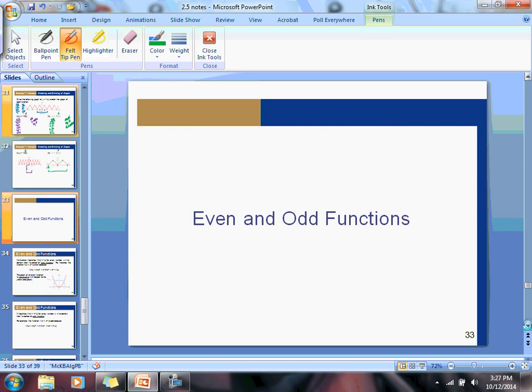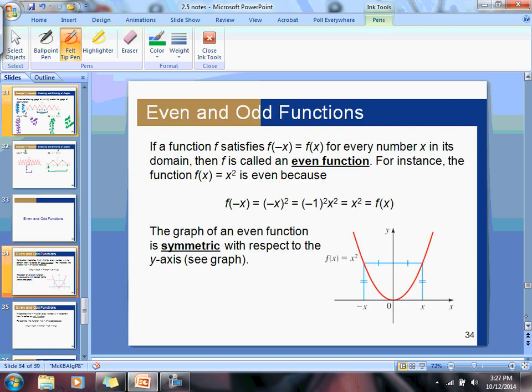Okay, last concept is for even and odd functions, and this should be something that you have talked about before. In Algebra 2, you've talked about even and odd functions. Even functions basically have an even power. Like here, they have x squared.